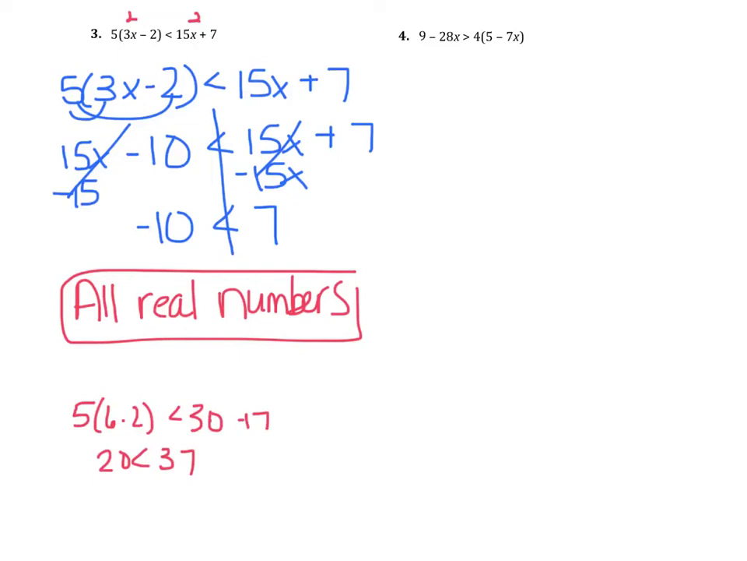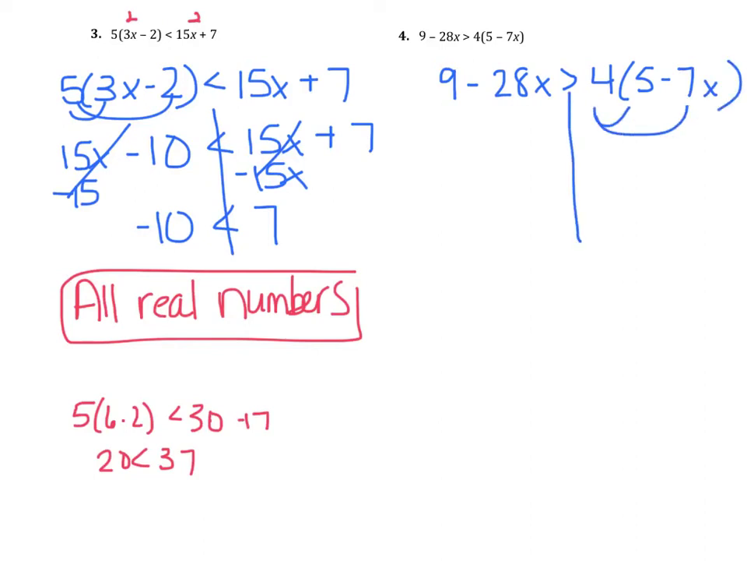Let's take a look at the next one. I have 9 minus 28x is greater than 4 times 5 minus 7x. Again, we're going to simplify everything on one side first. And I've got 20 minus 28x, and then 9 minus 28x.